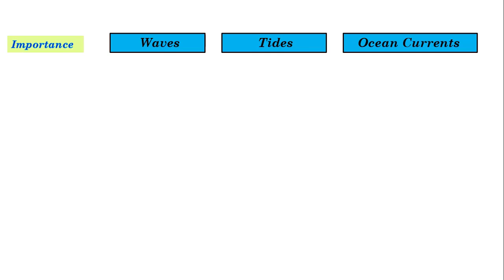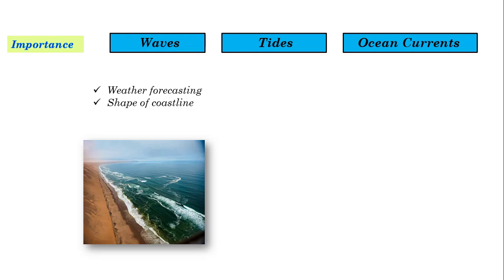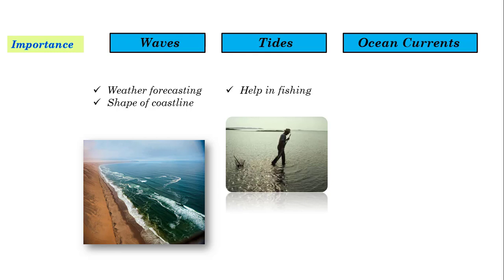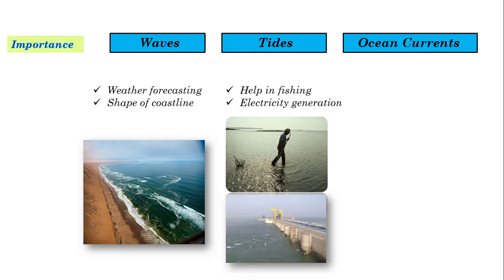Dear students, in a number of ways, waves, tides, and ocean currents are important for us. Wave plays a significant role in weather forecasting. By study of the waves, weather extremes such as heavy rain or storms can be predicted before time. Moreover, when the energy in the form of a wave reaches the shore, it erodes the rocks and shapes the coastline. Many more fish come closer to the shore during high tide, and this helps fishermen to get a plentiful catch. The rise and fall of the ocean water due to the tides is being used to generate electricity.